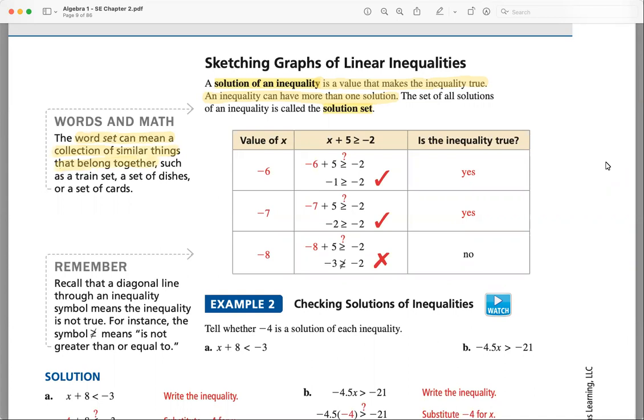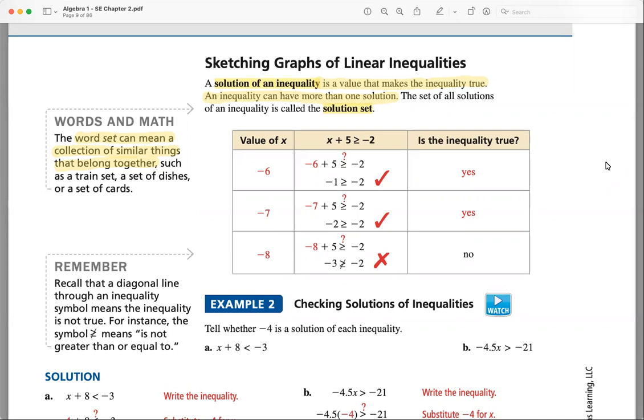Okay, now, so they have a value of x, and then they give you an inequality, and they're asking you whether it's true. So you plug in the -6 for 4x, and you can see that the first one is true, -1 is greater than or equal to -2. The next one is true as well. On the next one, -8. Now, why is the second one, by the way, true? It's because you have that equal sign. So it's not greater than, but it's equal. So it's considered true. The next one, though, -3 is not going to be greater than or equal to -2.